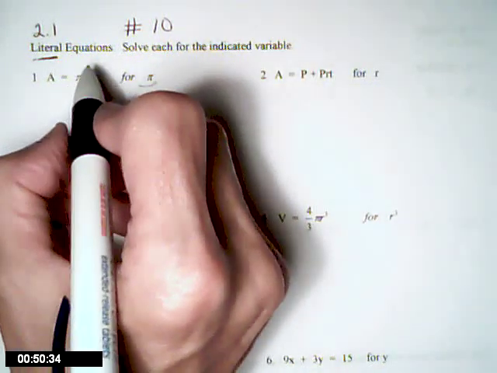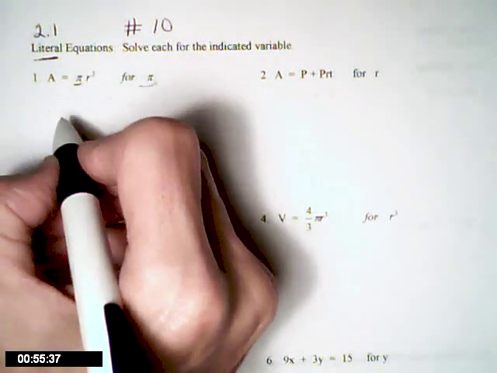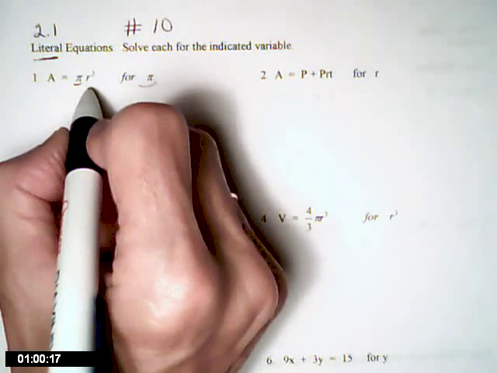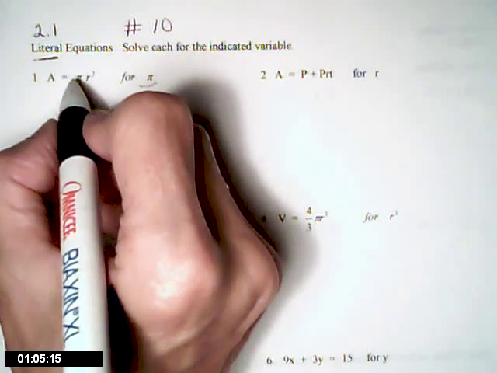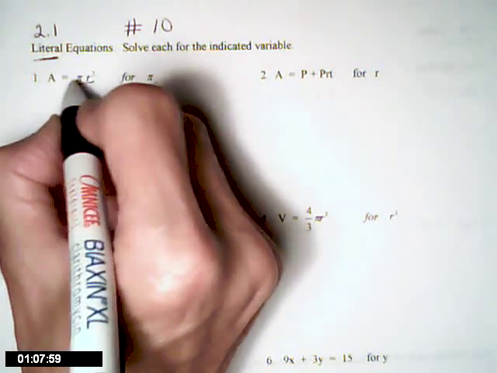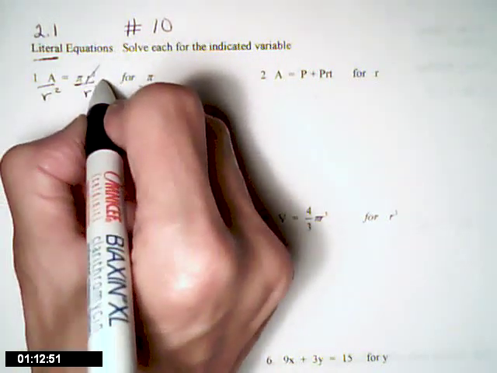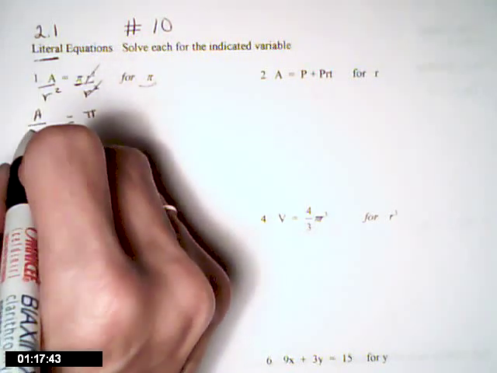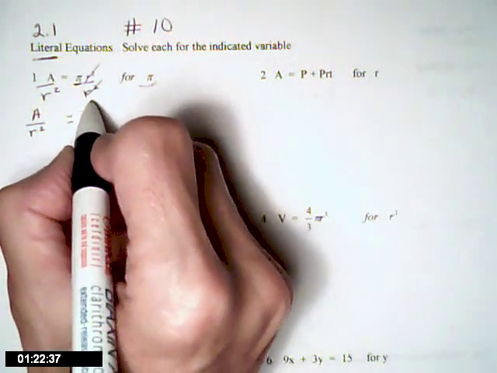Now the first thing I'm going to look for in my problem is pi. Well, here it is on the right side. Now I need to get that pi by itself. There's nothing added or subtracted, but there is something multiplied to pi. To get rid of something being multiplied, I'm going to divide. So I'm going to divide both sides by r squared, and now that's going to leave me pi equals A over r squared.